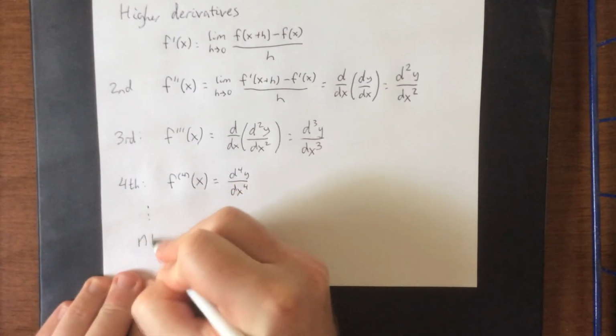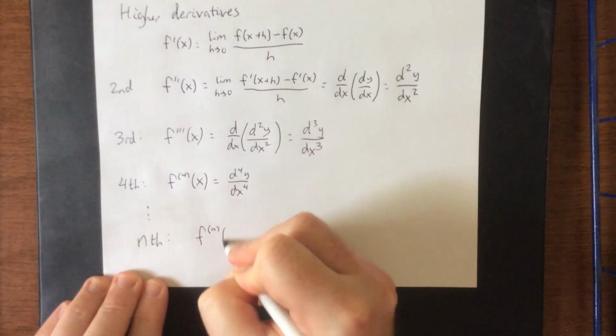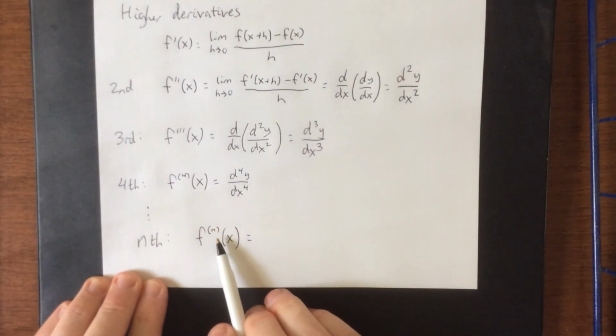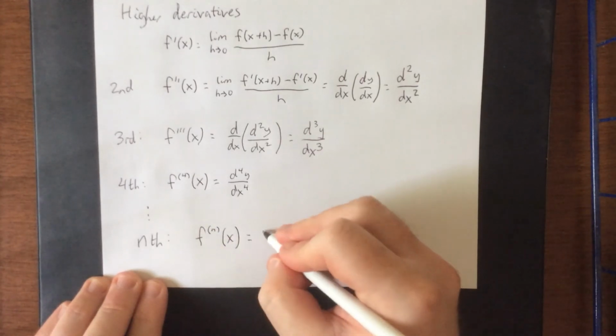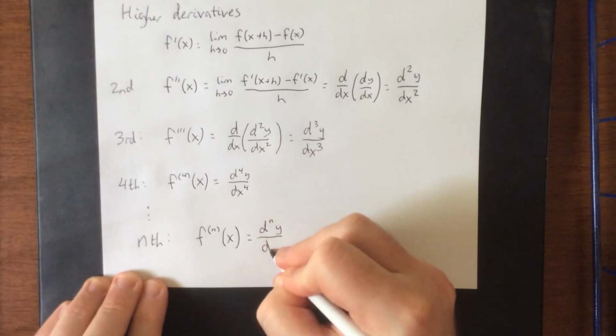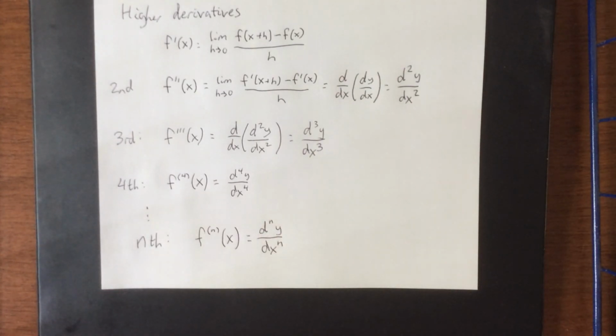More generally, if you're looking for an nth order derivative where n can represent any positive integer, the notation that gets used for this is the nth derivative of f with respect to x, or d to the n y over dx to the n. That would be your general nth order derivative.